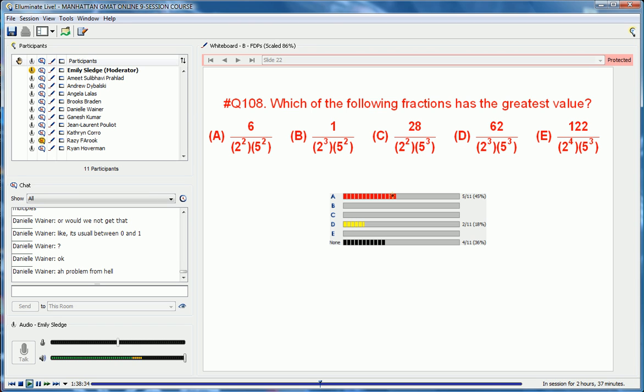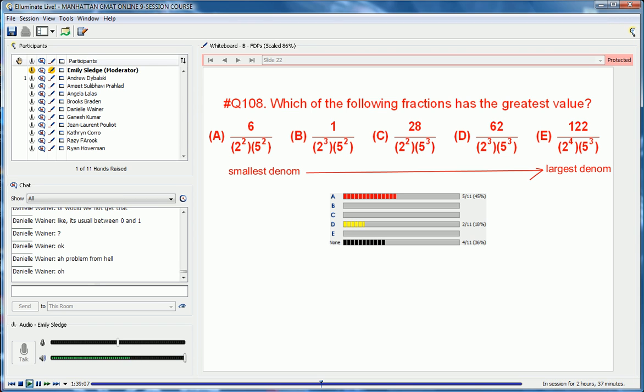Angela, I haven't heard from you on the mic. Why'd you pick A? I just guess it's like the smallest denominator among the other options. All right, smile for us if you saw something, or if you agree with what Angela just said, smallest denominator to largest. There is a trend here, and smallest denominator would equate to a large value.